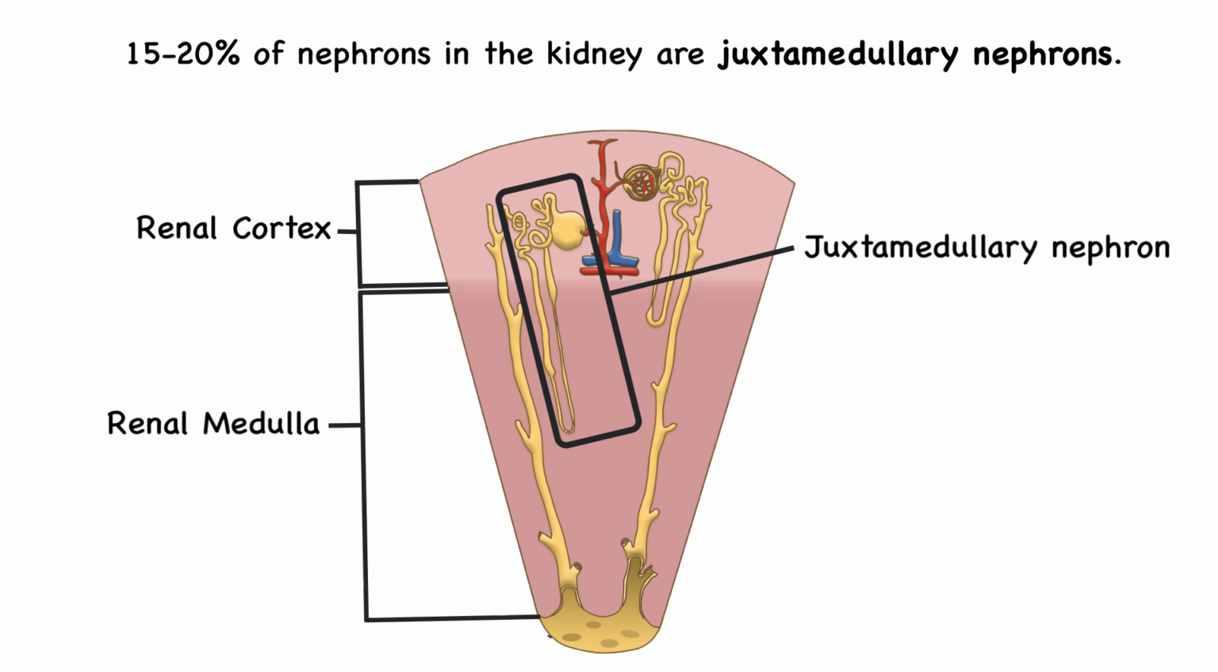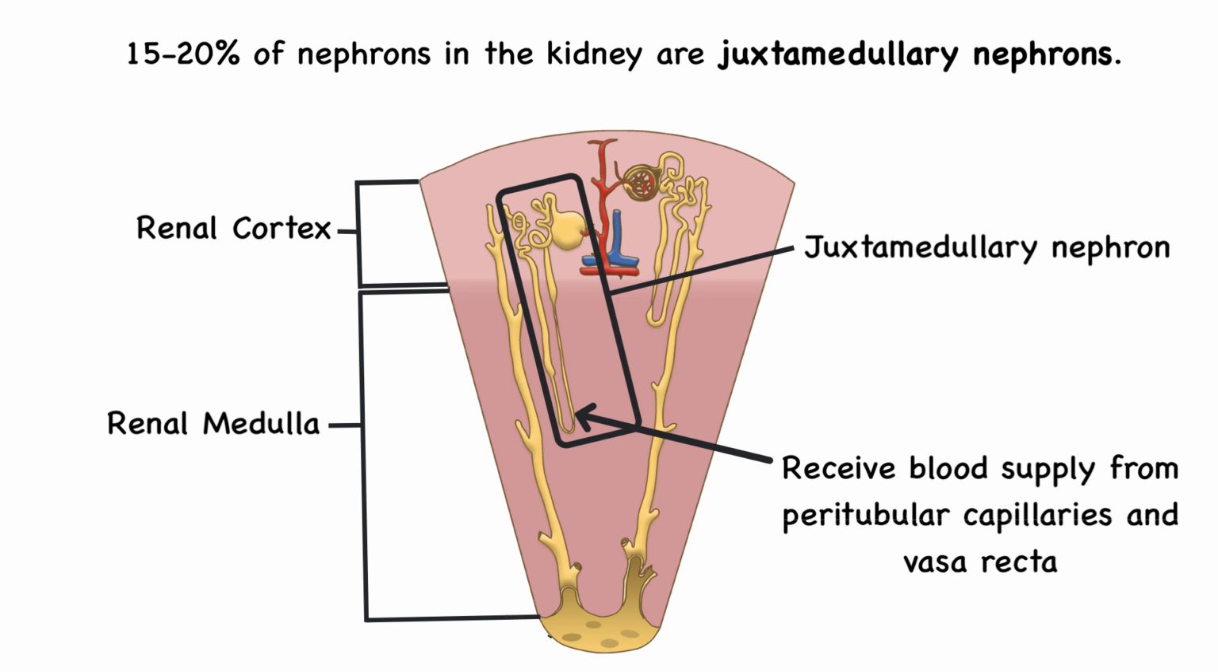These nephrons receive their blood supply from the peritubular capillaries and the vasa recta that come from the efferent glomerular arteriole. Nephrons that have long nephron loops are responsible for the kidney's ability to excrete very dilute or very concentrated urine, a topic we will talk about more in detail in a later video.